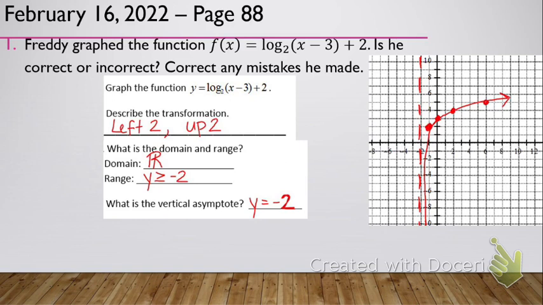Okay, so we've got the spell work. So we have this function that Freddie has taken the liberty of graphing and finding transformations, domain, range, and the asymptote. And I need you all to take a look at his work. And if you see a mistake, take note of it in your book and then correct the mistake. All right?